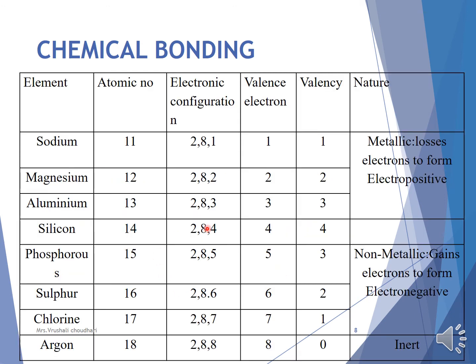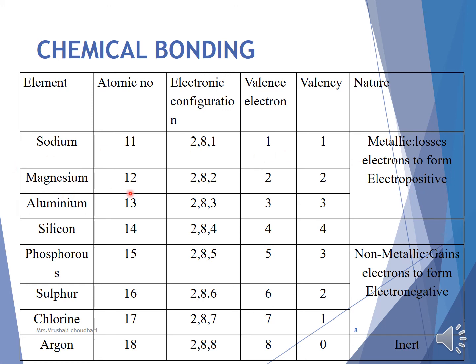This chart explains exactly how valency is determined by the configuration and how it determines the nature of the elements. First, sodium, atomic number 11, electronic configuration 2, 8, 1. Outermost electron is 1, valence electron 1. So it is going to lose the 1 electron, valency is 1. Sodium is metallic in nature because metals have a tendency to lose electrons and become electropositive.